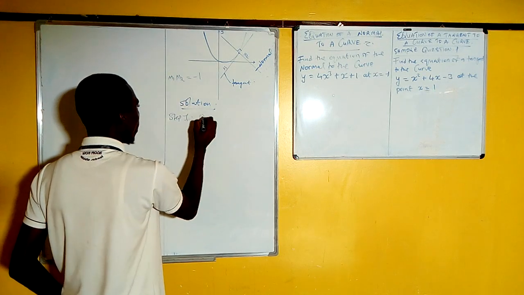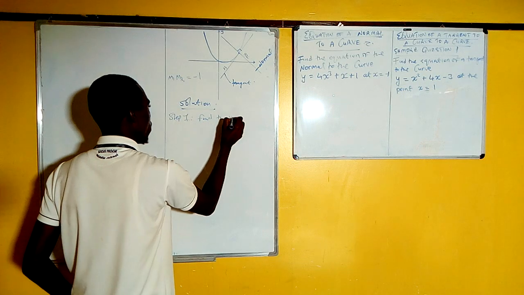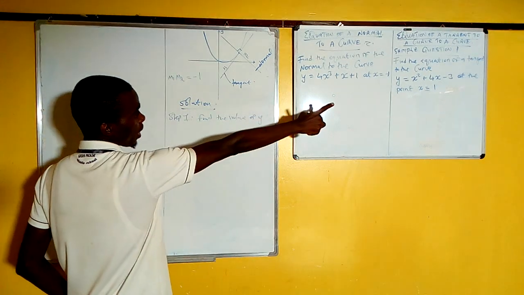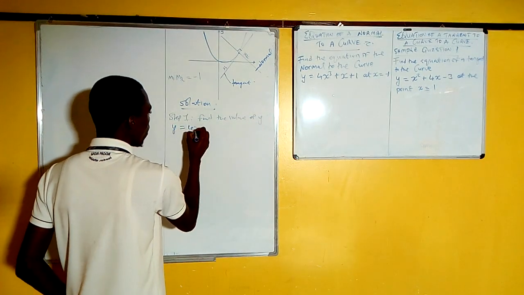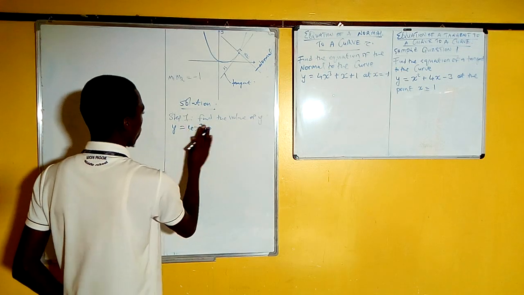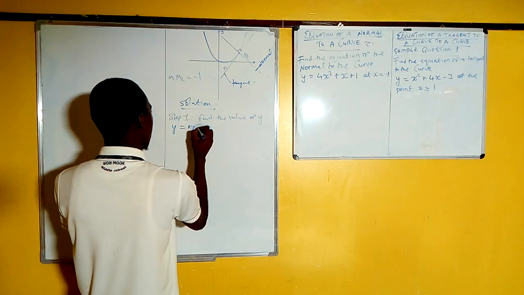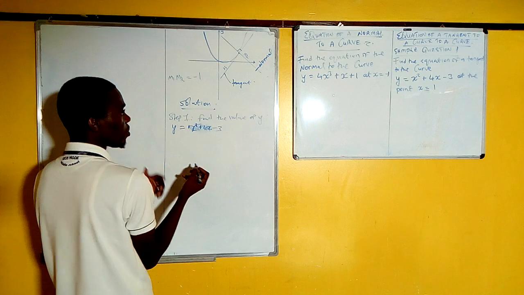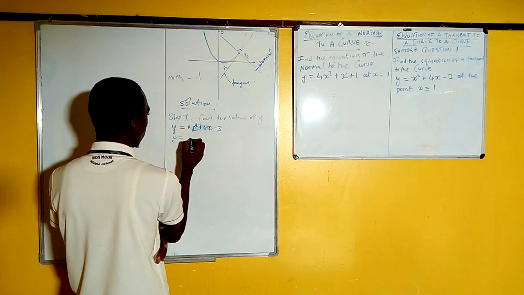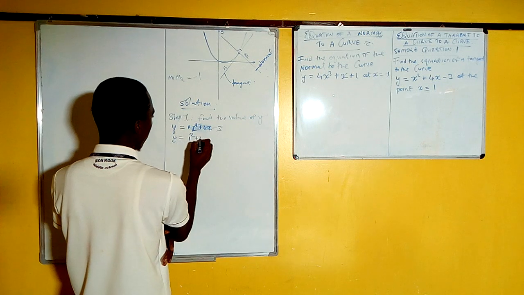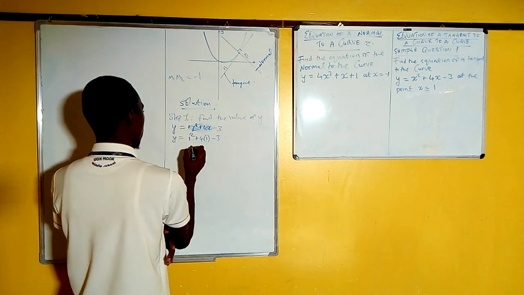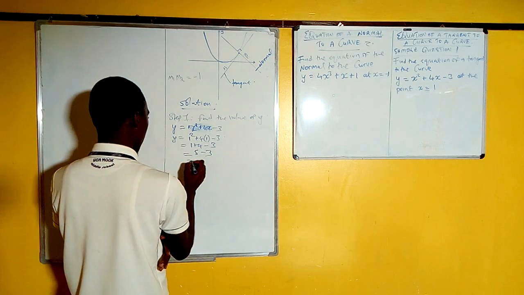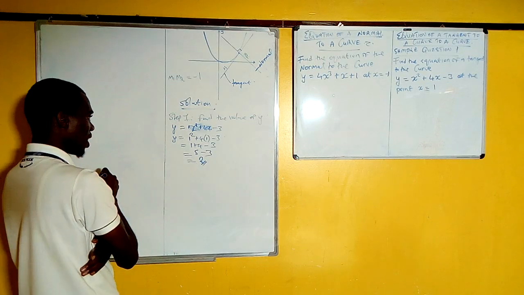Step 1, you have to find the value of y. We just substitute, because they've said x is equal to 1. So y is equal to x squared plus 4x minus 3. Substituting, y will be equal to 1 squared plus 4 multiplied by 1 minus 3. This is 1 plus 4 minus 3. That gives us 5 minus 3, and the value here will be 2. That is step 1, you have found y.